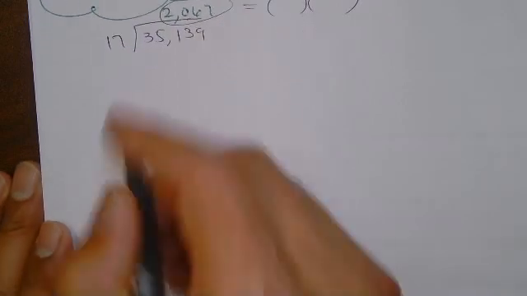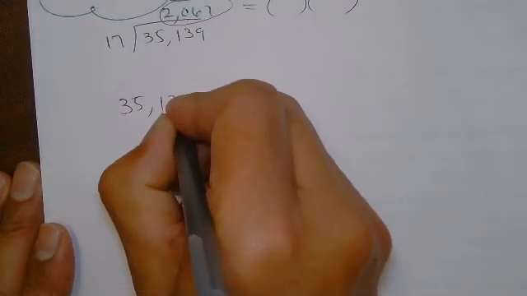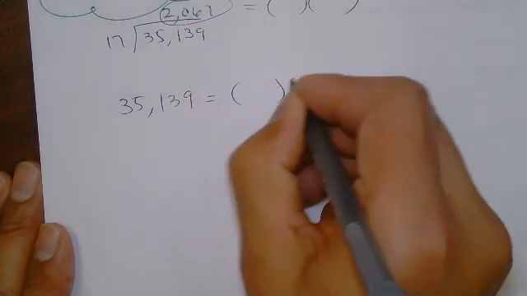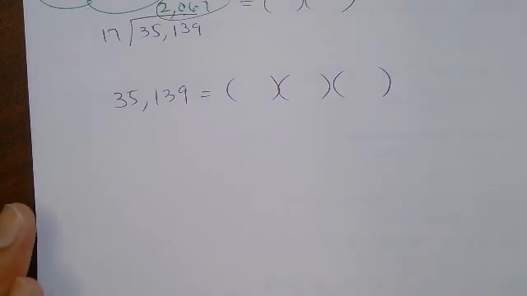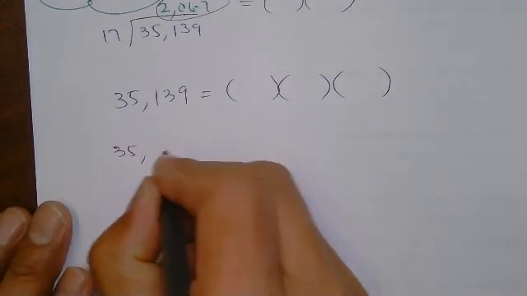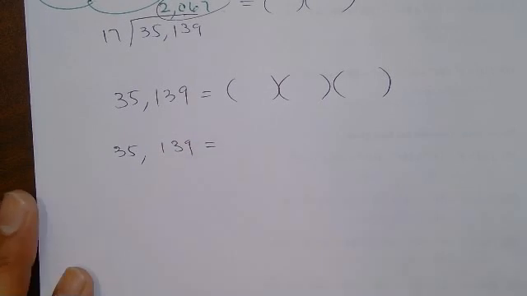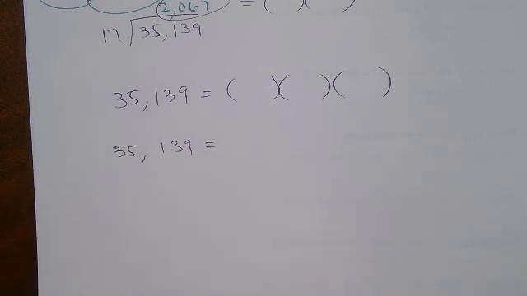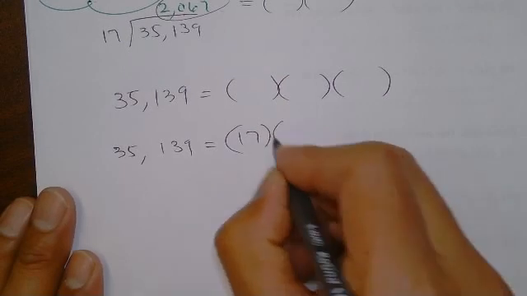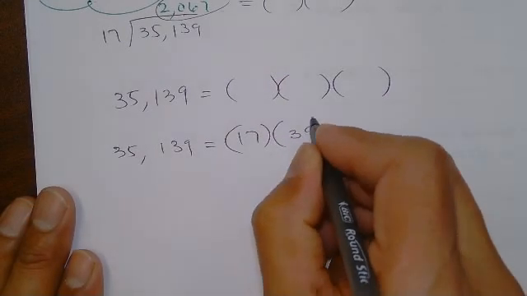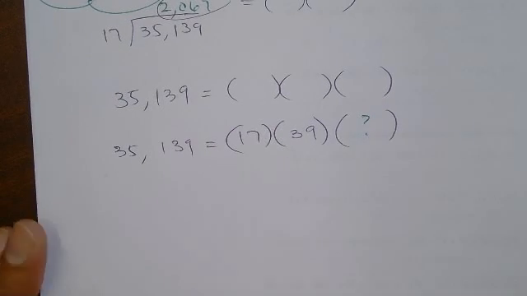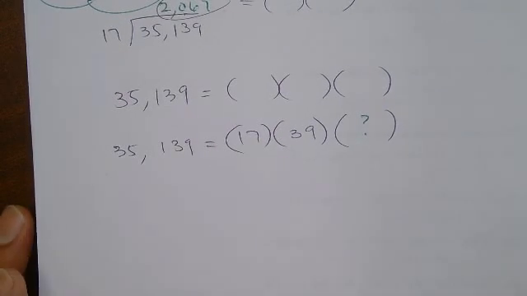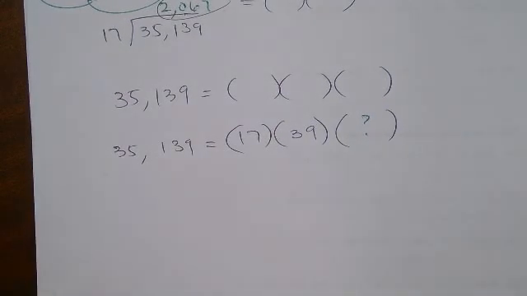So let's start this again. 35,139 is the product of three. It has three factors. Okay, I understand that. But they're going to give you two of them. What if they tell you that 35,139 is the product of 17 times 39, and your job is to find this last one, or whatever remaining ones there are? How would you do this?